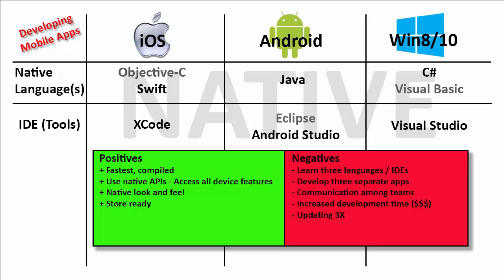You've got to get everybody on the same page. And as changes take place, you've got to communicate with all those 3 teams. Of course, it means increased development time and more money in the long run. And if you want to make changes to these, you have to go back to those 3 separate apps and update each one of those. Again, that's costing more money and more time.